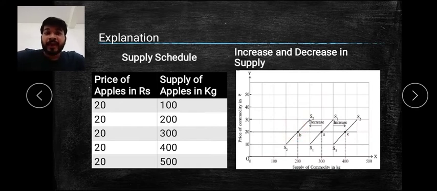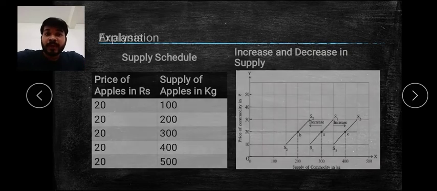It depends on whether the factors are against supply or in favor of supply. When it is in favor of supply, it increases, so it moves towards the right. When it is against supply, it goes towards the left-hand side. Are you getting it? Yes.